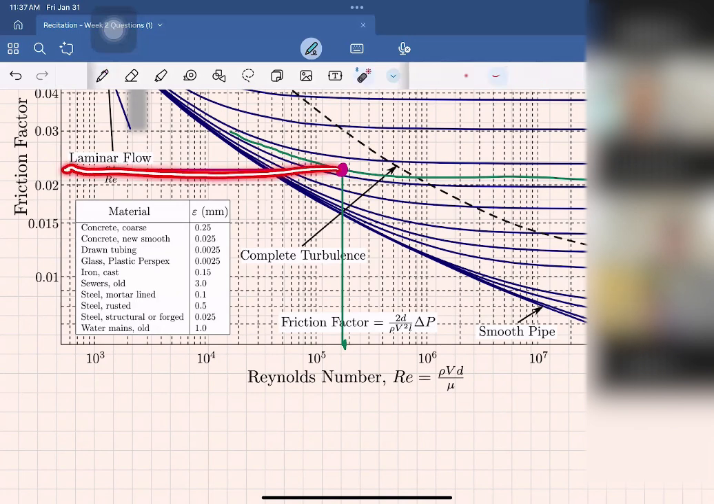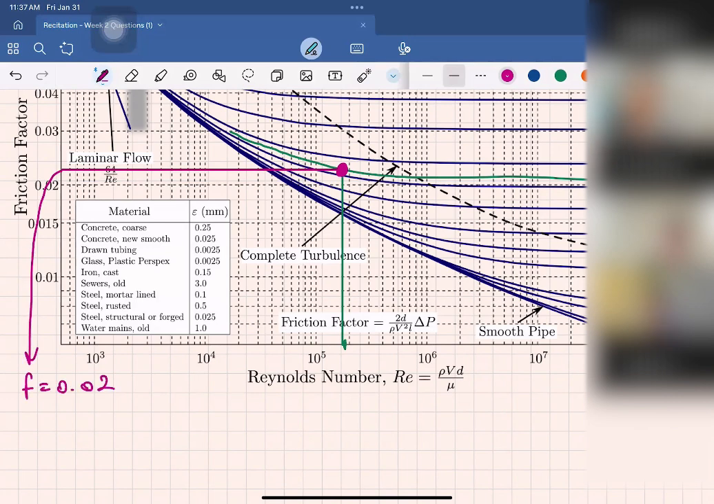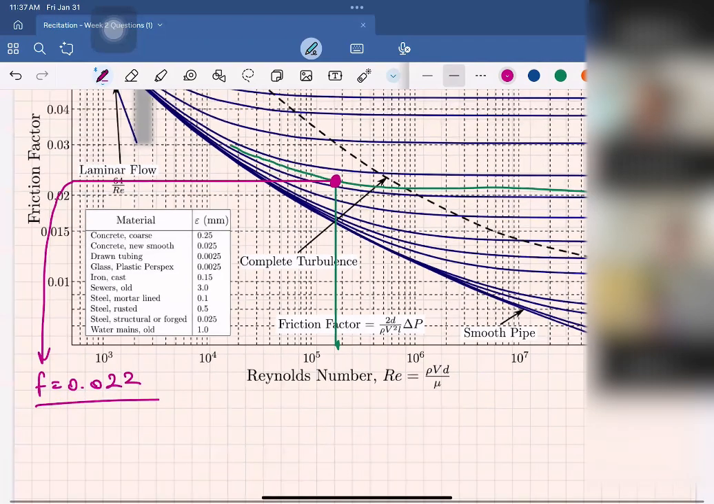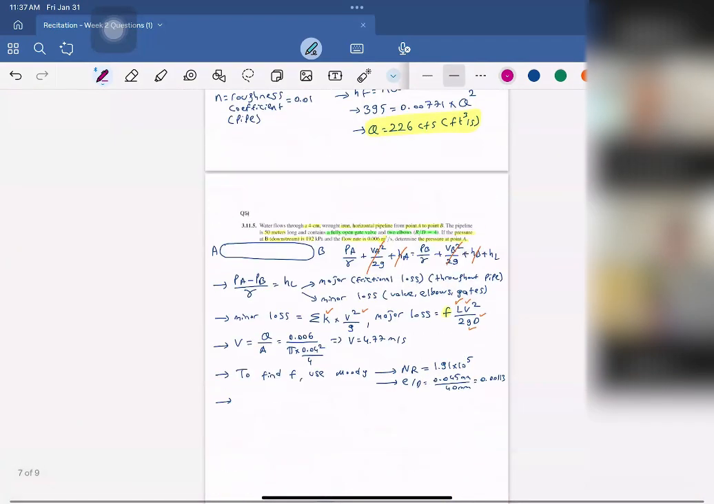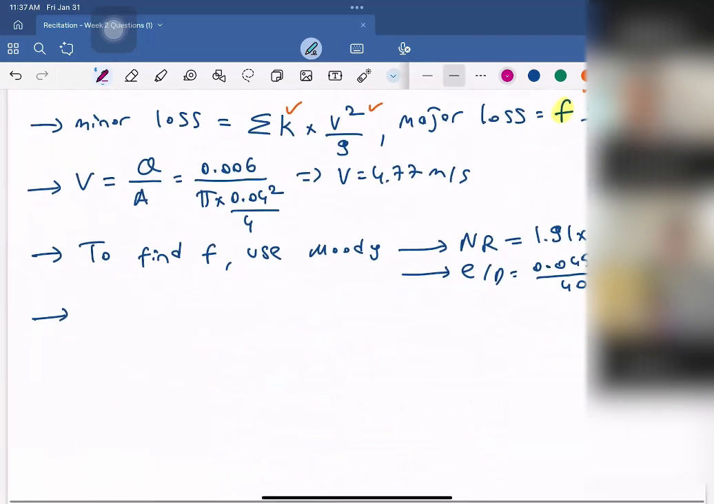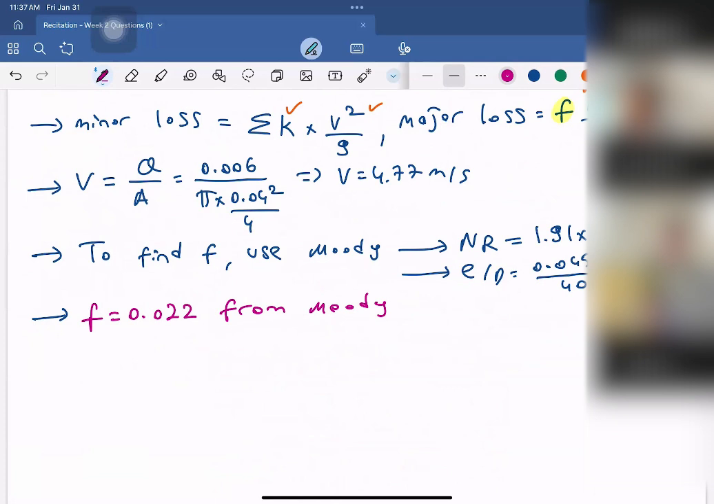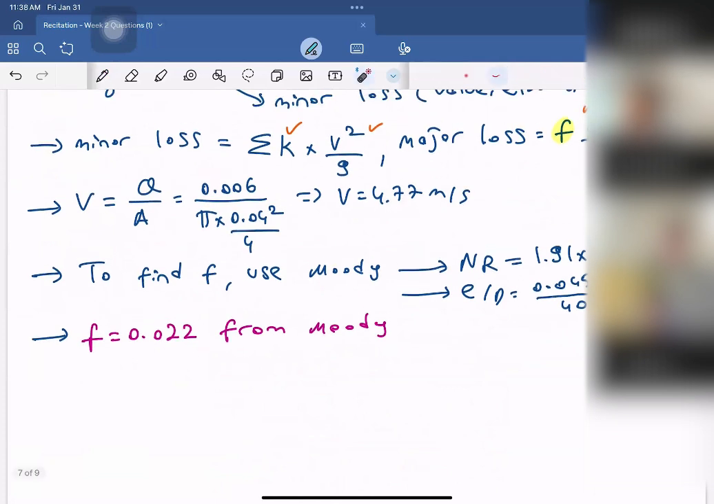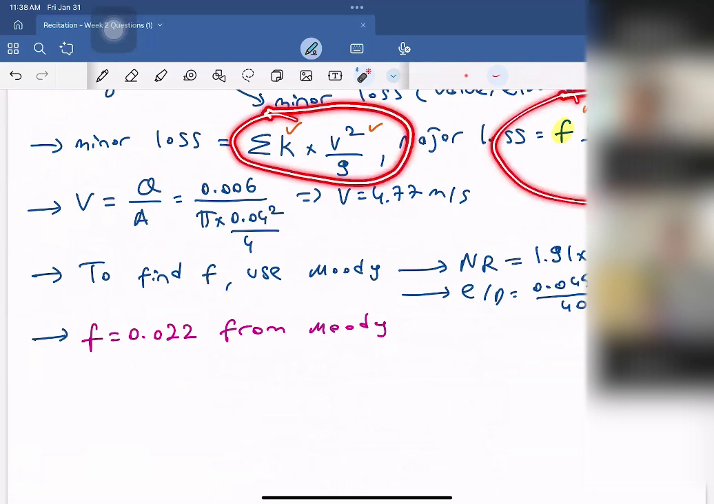So again, I will stick with the solution of the equation. So it may be 0.023 or 0.022. But let's take 0.022. And now it's time to calculate all of these head losses, which will be the minor loss and also the major loss.